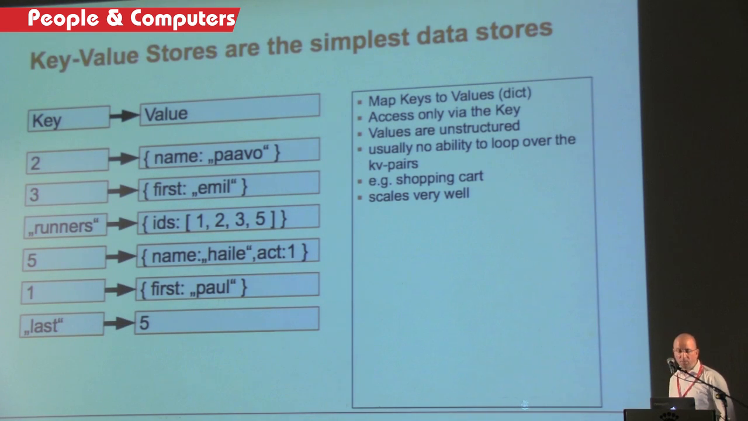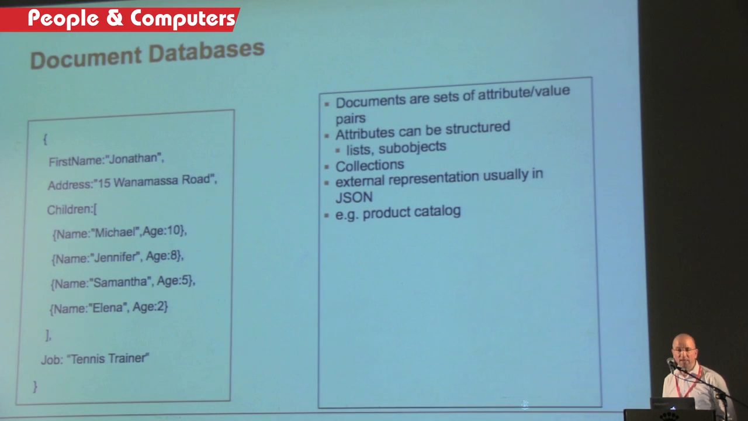Key value stores are the simplest. They just map a key to a value, and I'll just flip through that. Document databases then start to store the documents as a set of attribute value pairs. They can be structured, so you can have in such a document a list of things, and each thing can then again be a sub-object and so on. You usually group those documents into so-called collections, which, if you want, correspond to the tables in a relational database. The external representation, as in this case, is usually JSON, and an example would be a product catalog.